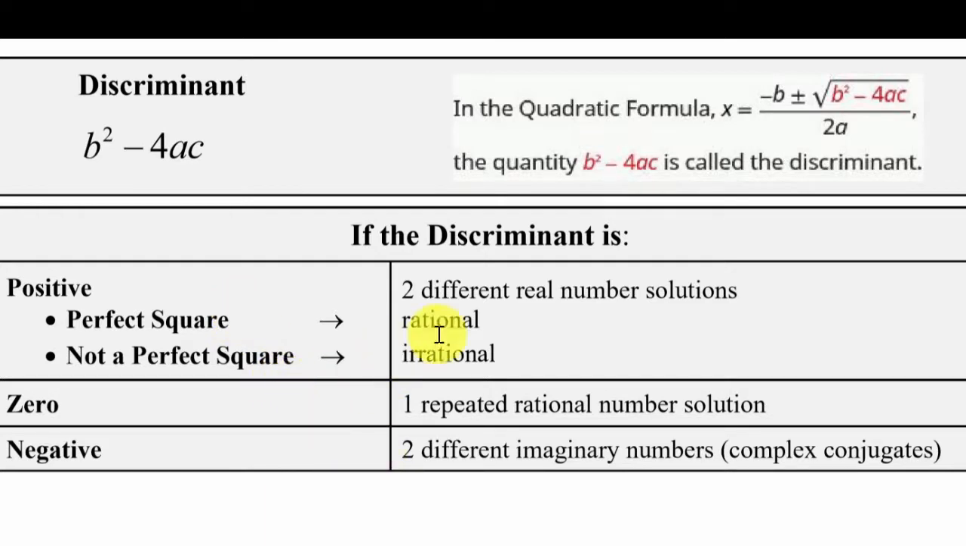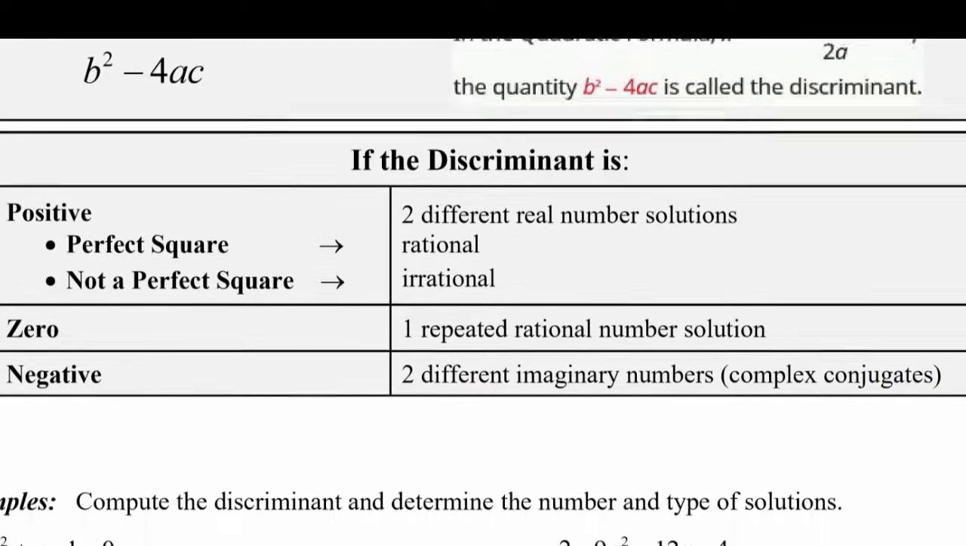Okay? If the discriminant is 0, then you have the square root of 0. And so then you only have x equals the opposite of b over 2a as one repeated rational number solution. And then if the discriminant is negative, that means you're going to have a negative number under the square root sign, which means that you're going to have your two complex conjugates as solutions. Okay, so let's use that discriminant with these problems.